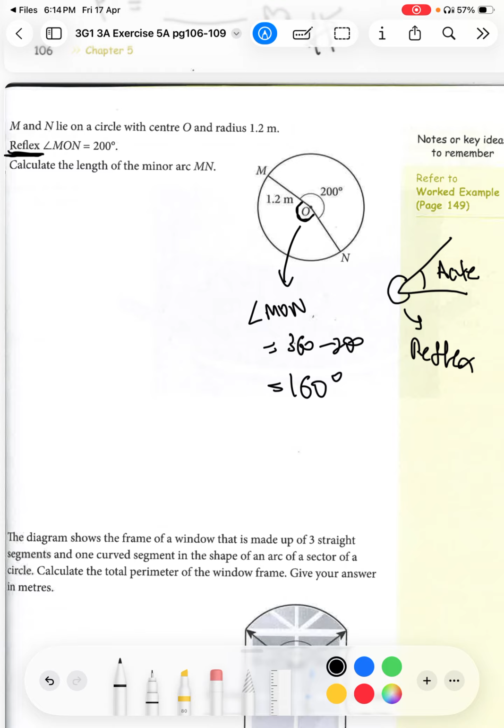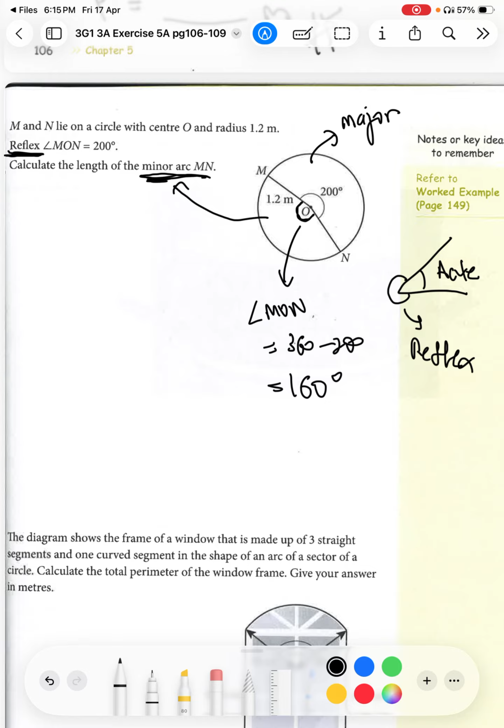Then calculate the length of the minor arc MN. You can see the word minor. Minor is the smaller one, major is the bigger one. Meaning this is the major, based off the angle. This is the major one, and the minor one is here, the smaller one. The bigger the angle, the longer the arc. So they want the length of the smaller arc.